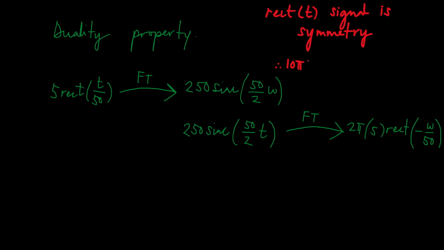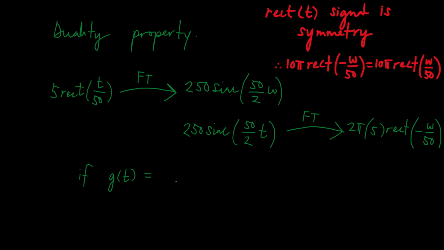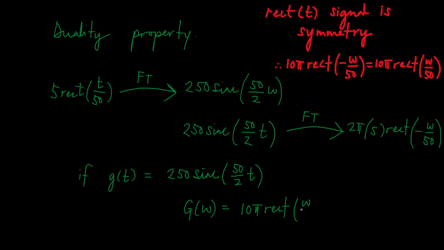Since the rectangular signal is symmetric, 10 pi rect(minus omega over 50) equals 10 pi rect(omega over 50). So if we have g(t) equal to 250 sin(50 t over 2), then the Fourier transform of g(t), which is G(omega), equals 10 pi rect(omega over 50).